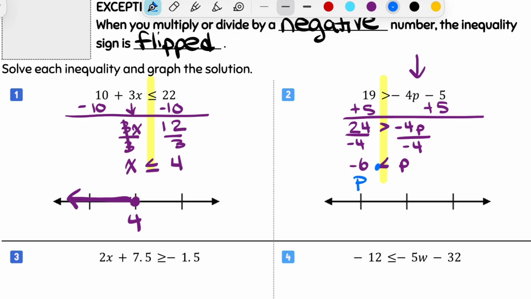So I am going to rewrite it with my p on the left, my negative 6 on the right, and I'm going to write my inequality so it is still pointing to negative 6. Now negative 6 is over here, and we have p is greater than negative 6. So that is going to the right. Okay, so that was a double. I had to reverse the inequality symbol, flip the sign when I was dividing by the negative, and then I rewrote it so that p was on the left.